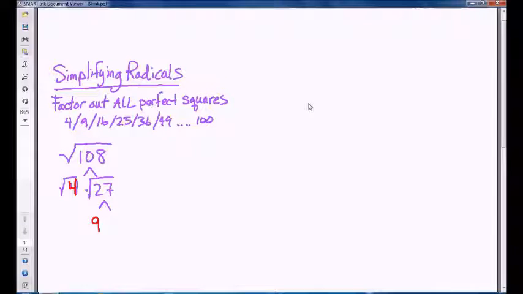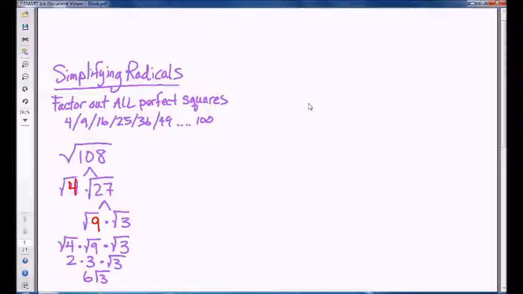9 is a perfect square, so I factor it out. It's 9 times 3. So now I ask myself, are there any perfect squares in 3? And no, there are not. So I have factored this into the square root of 4 times the square root of 9 times the square root of 3. Then we just do the math. 2 times 3 times square root 3. 2 times 3 is 6, square root 3. That is simplest radical form.